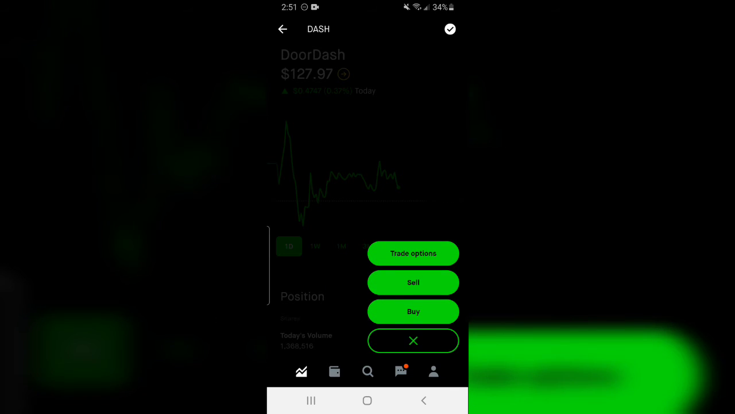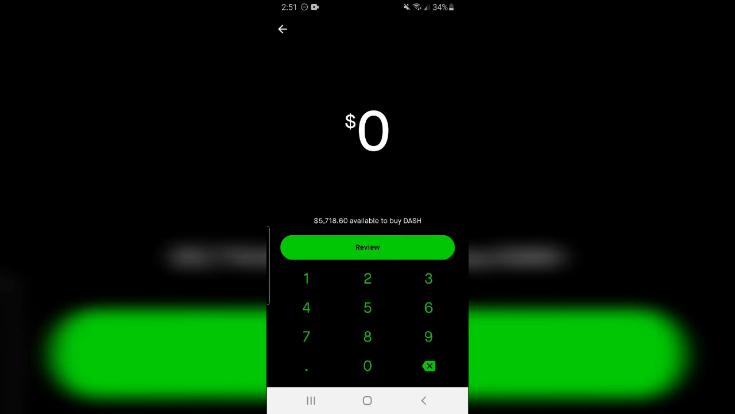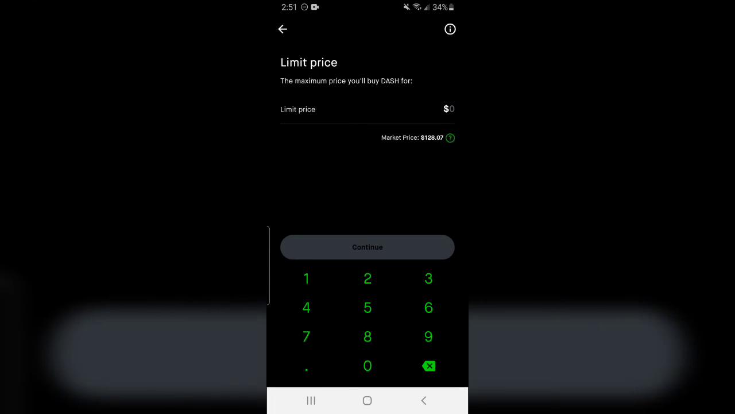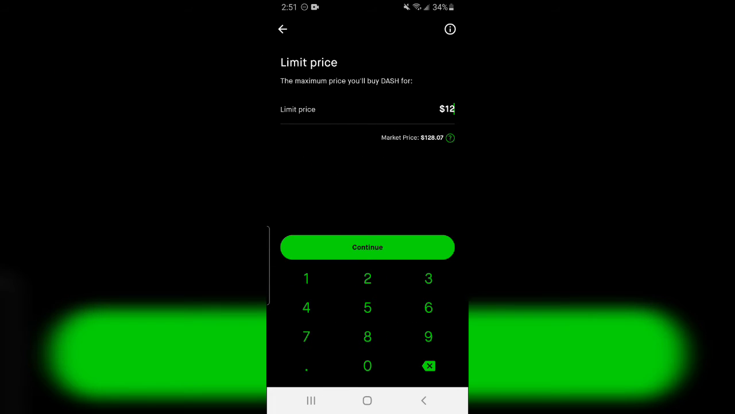If you're buying a larger quantity of something, you want to go over here to buy, and where it says dollars, you want to click this right up here, and then go over to limit order. You want to do this so you don't buy where the market is currently at. You want to buy exactly where you want it, because the market fluctuates. As you see, it just went from 128.07 up to 128.09, and if you have a large amount of money, that change of a few cents really makes a difference.